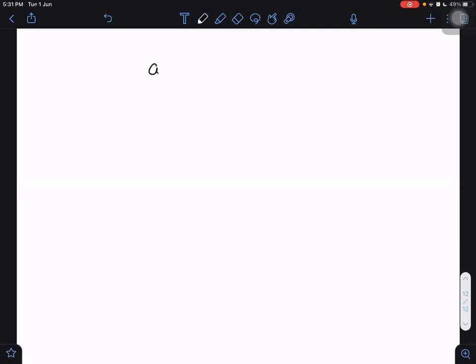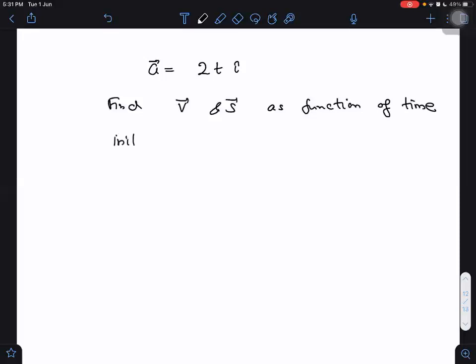Let us say I'm giving acceleration as 2t i cap, and I'm asking you to find velocity and displacement as a function of time. This is the most basic example. Here it is given that initially the particle is at rest. That is given to you. This is question number 1.